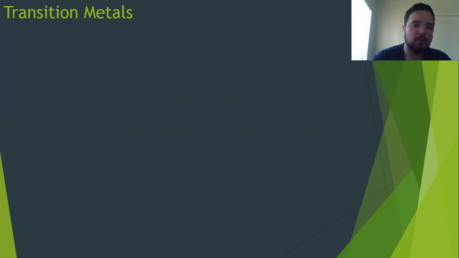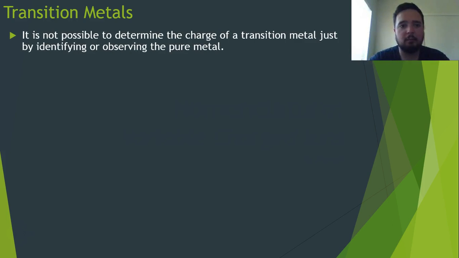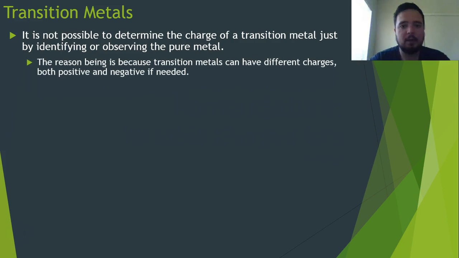So variable charged ions focus mainly on transition metals, and the reason why is because the charge of a transition metal cannot be identified by just observing the pure metal itself. They can have different charges. Transition metals can form both positive and negative ions if needed. It really depends on what it's being attached to.